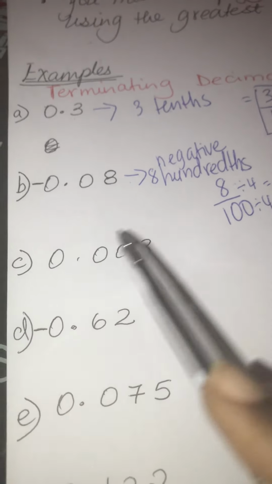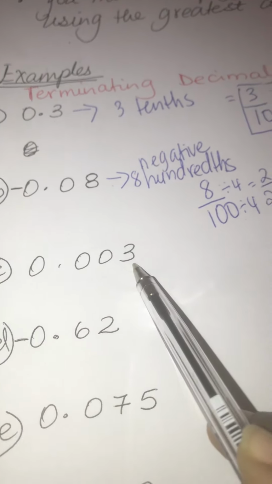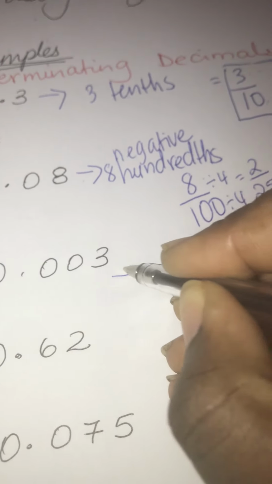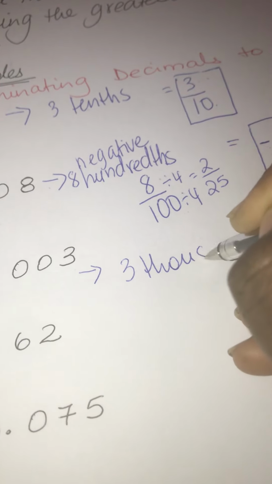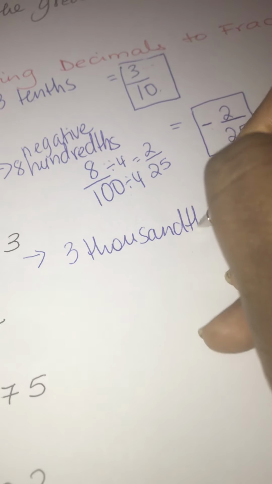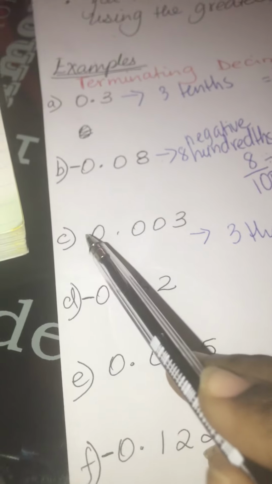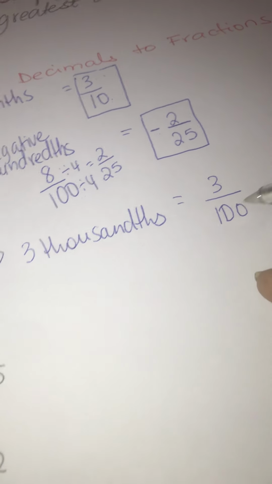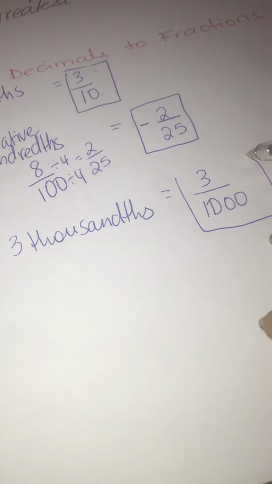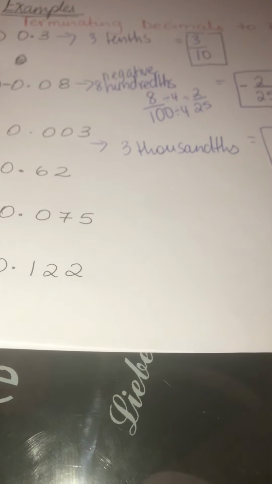Now let's read this one. This is 3/1000. Okay, I checked, it is not negative. So 3 out of 1,000. And I box my answer. How do I know this is my answer? Because there is no common factor between 3 and 1,000.